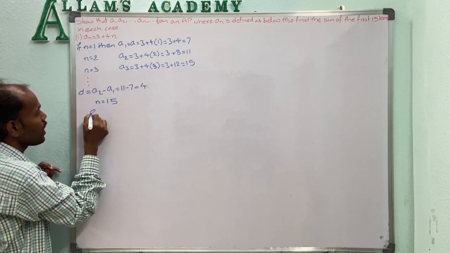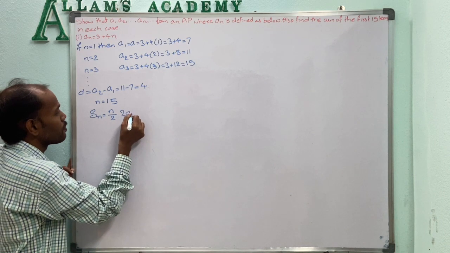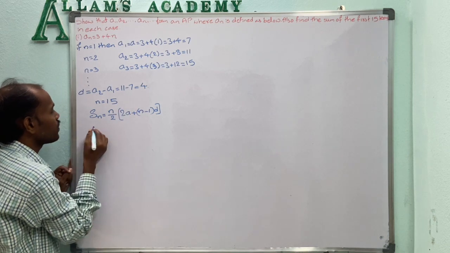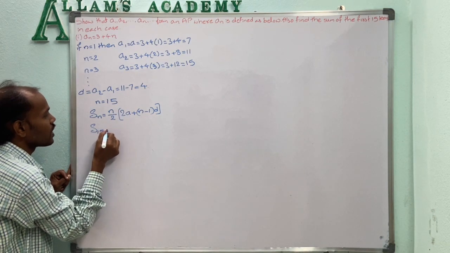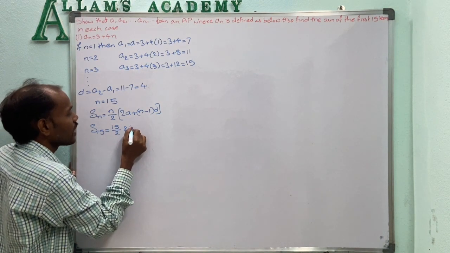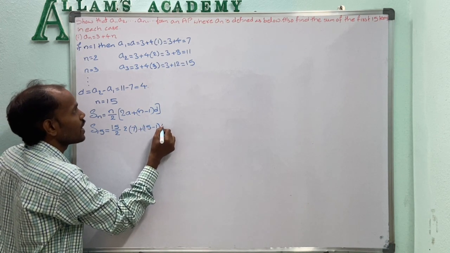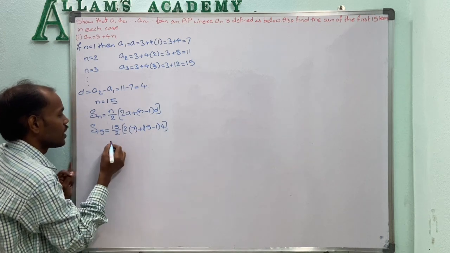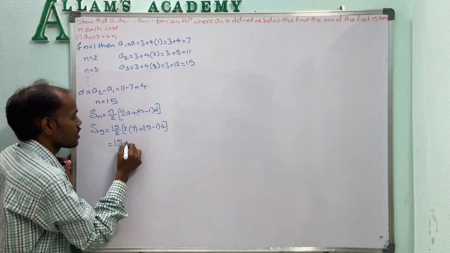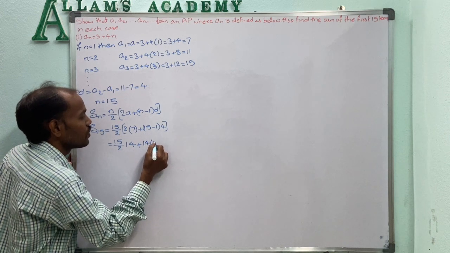The general form of the sum of n terms is Sn = n/2 [2a + (n − 1)d]. Here the sum of the first 15 terms is our task. So S15 = 15/2 [2 × a, where a = 7, + (15 − 1) × d, that is 4]. So that equals 15/2 [2 × 7, which is 14, + (15 − 1), that is 14, × 4].